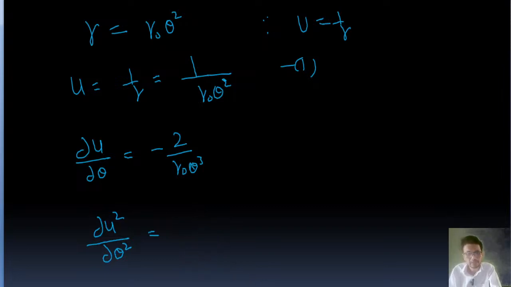I can write like this: 6 upon r naught theta to the power 4. Okay, so this is the equation 2.